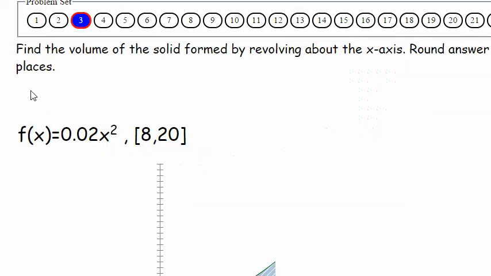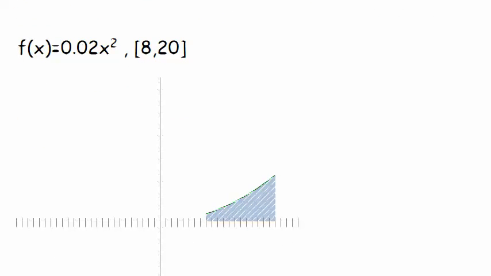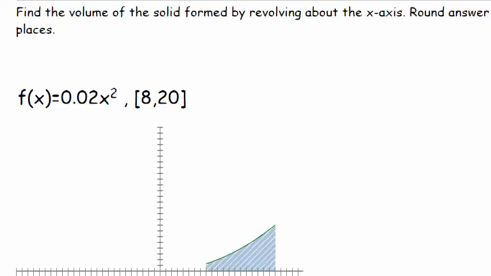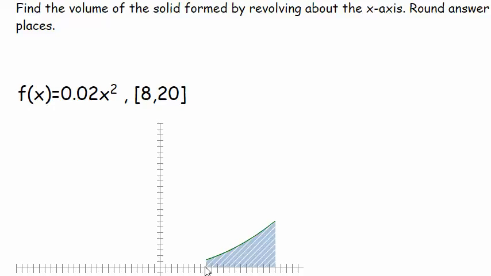Find the volume of the solid formed by revolving about the x-axis, round to 2 decimal places. Okay, so you can't see that. That's what it says. So we've got something a little different here, maybe. What we're going to be doing here is taking this and revolving it about the x-axis. So hopefully you've seen 1.1, 1.2, 2.1 and 2.2.